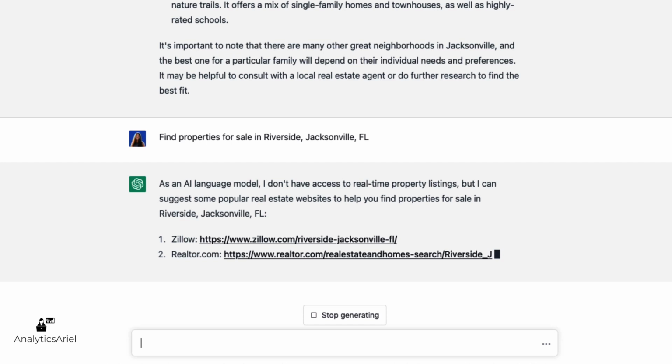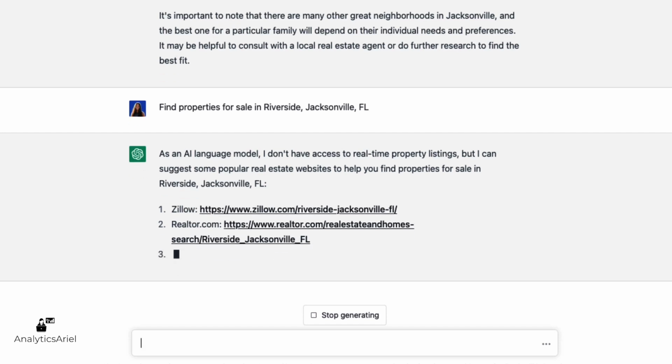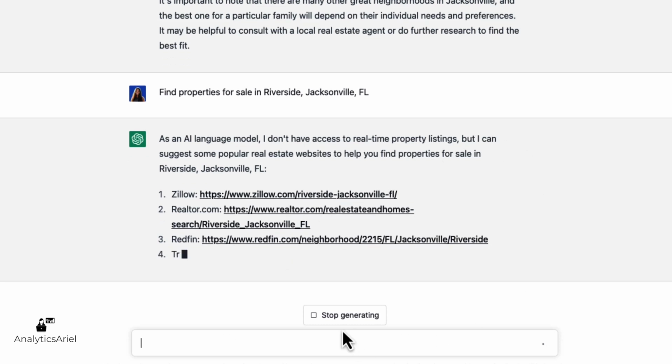which is really awesome is that it provides us the links directly to be able to view properties, not just in Jacksonville, the city, but particularly for this neighborhood. I'm going to stop generating here, and let's imagine that, okay, great, we're able to see these, but the next step we typically want to know as an investor is, do these properties actually cash flow within this neighborhood?